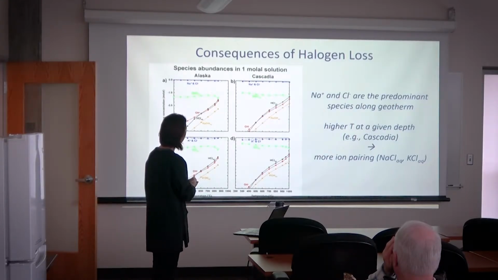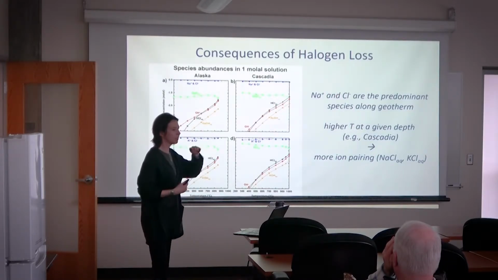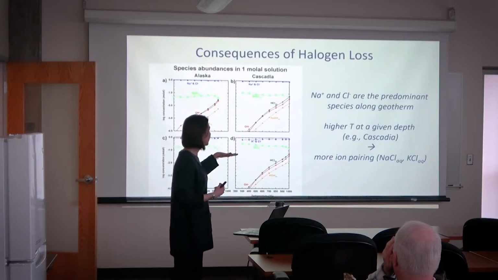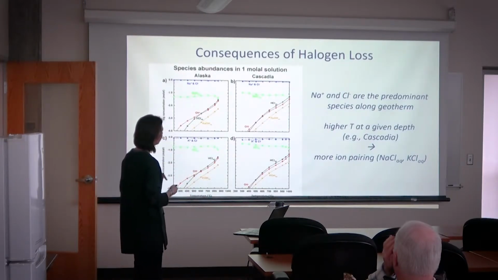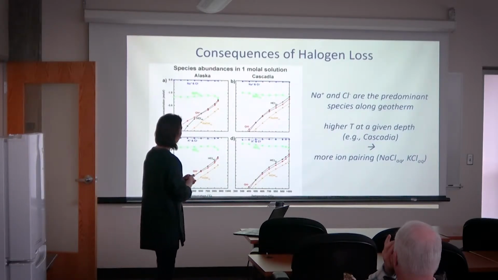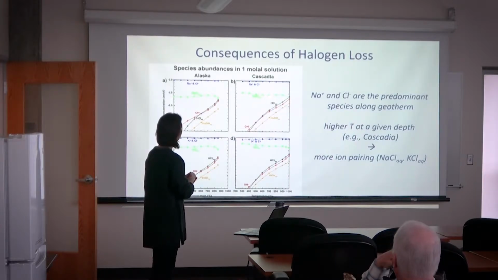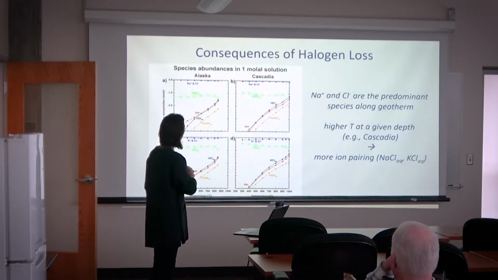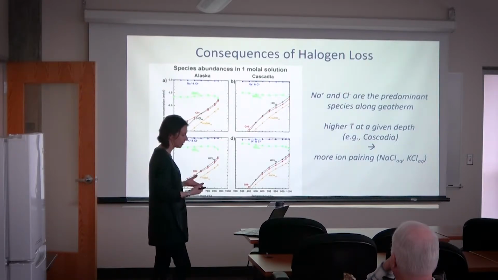And so what he sees is that sodium and chlorine are the most predominant species along the geotherm, and I should say this is looking at the top of the sediments. At higher temperature at a given depth, you get more ion pairing. So if you start to compare Cascadia to Alaska, slightly more ion pairing. Okay, in the warmer subduction zone, same thing here. This is potassium chloride, slightly higher than Alaska.